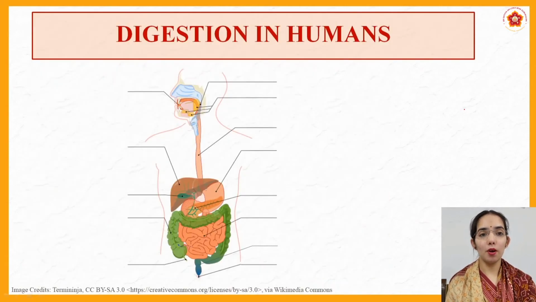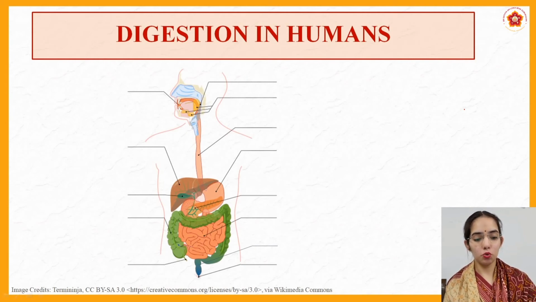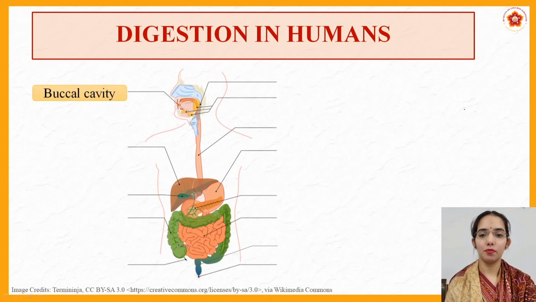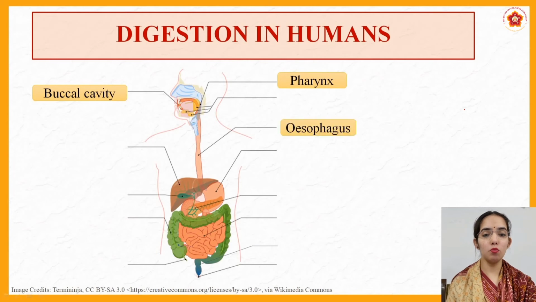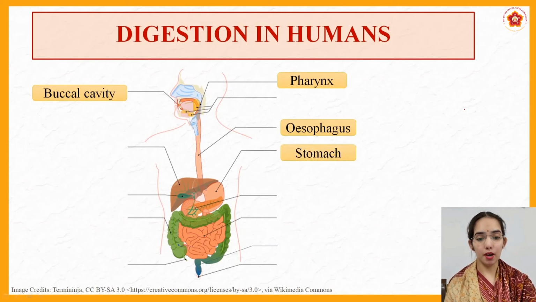Now let's have a look at the path of the food in our body. Once we have eaten our food, it goes in through the buccal cavity. Then after the buccal cavity comes the pharynx. It is the common passage for food and air, both of them. Then after going through the pharynx, it will move to the esophagus. Then through the esophagus, the food will go inside our stomach.